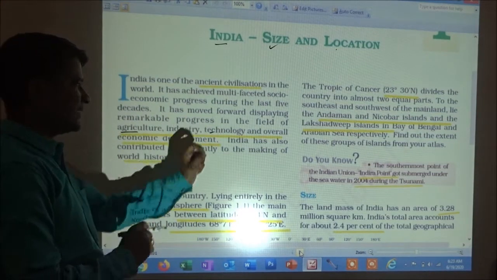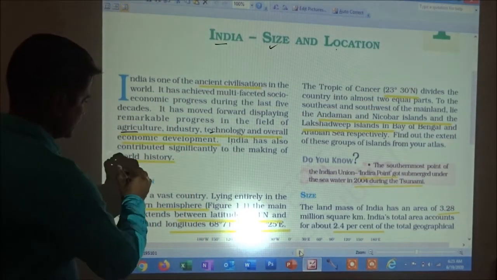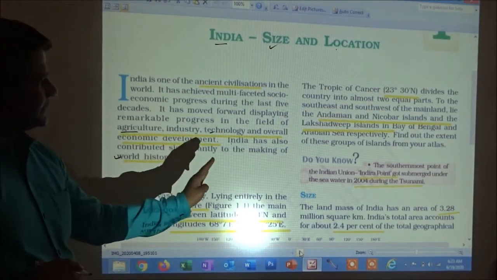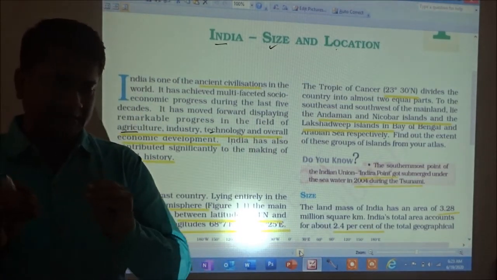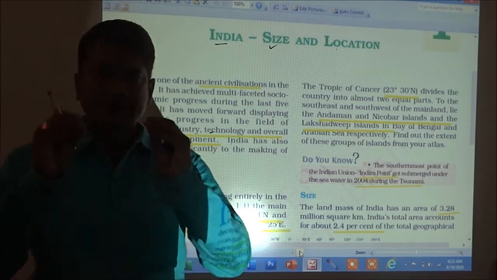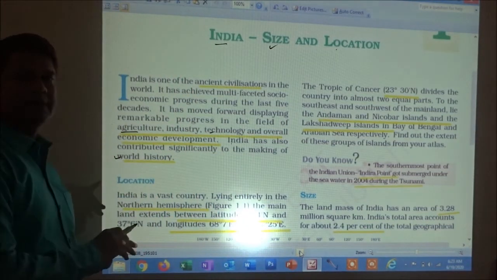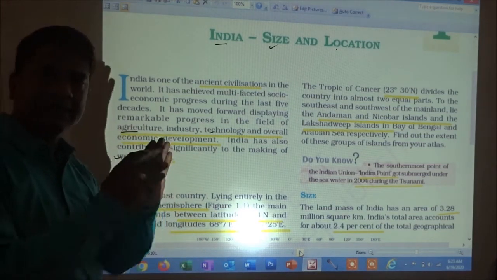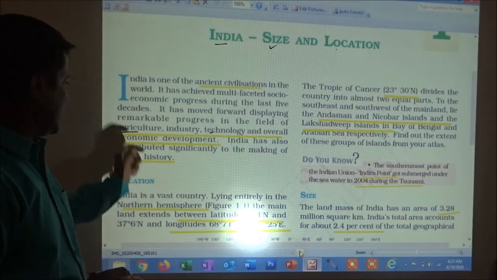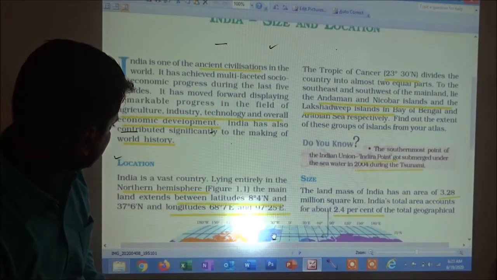And the important thing is, if we talk about world history, it is very clear that India has also contributed significantly. In a nutshell, we can say that world history is incomplete without India and India's contribution. Now we are going to discuss the second topic, that is location.